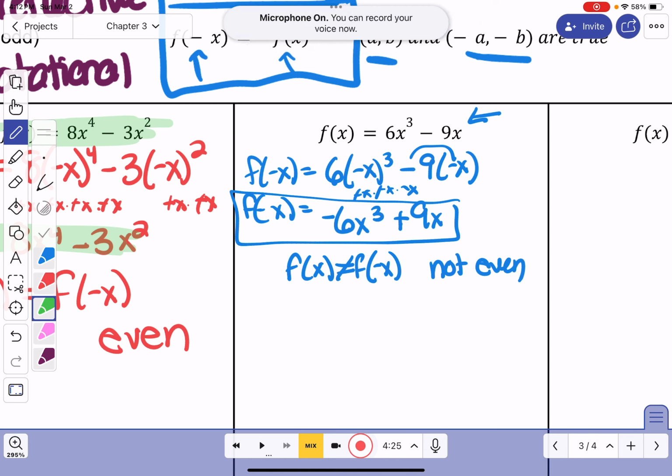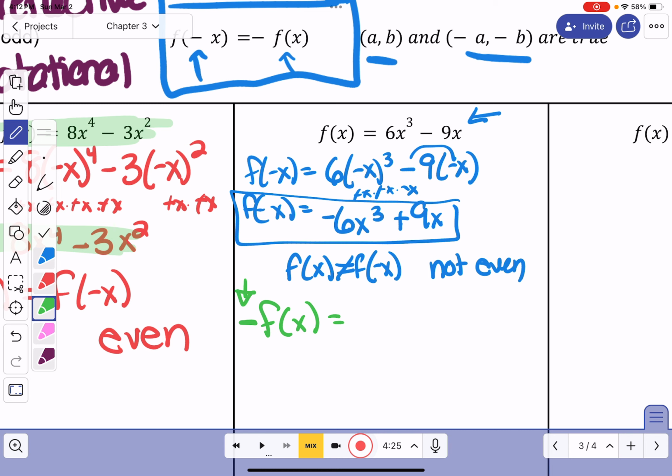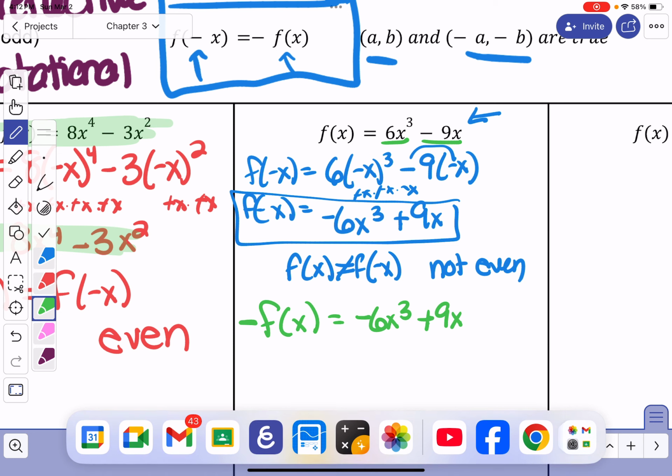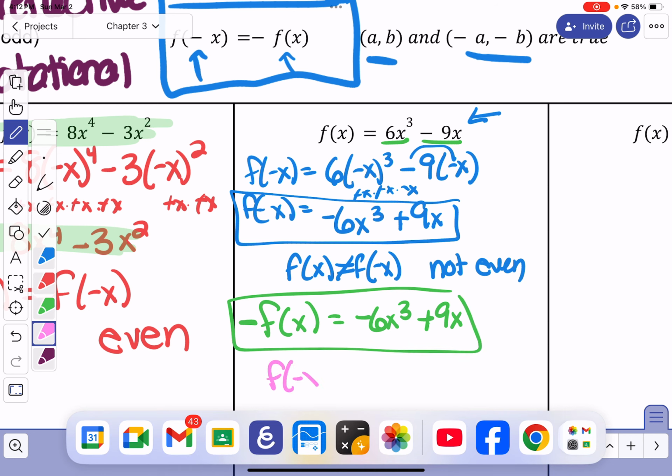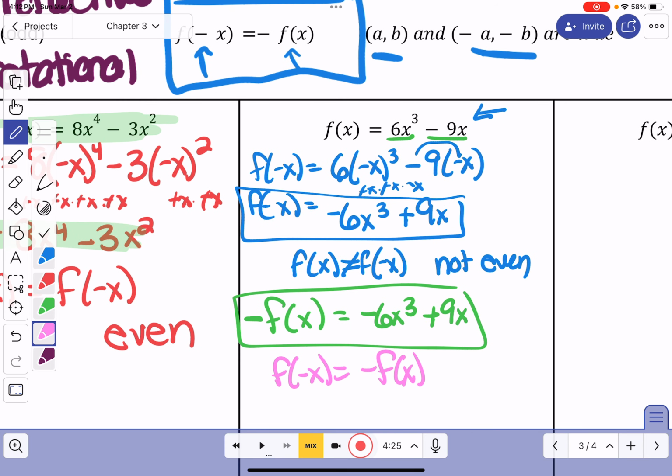Now, to do odd, we look at negative f of x. That's saying, take the whole equation and make every piece negative. So positive 6x cubed becomes negative, and negative 9x becomes positive. Now, if we look at the blue and the green, those are the same. So f of -x equals -f of x. So this one's odd, meaning it'll be rotational.